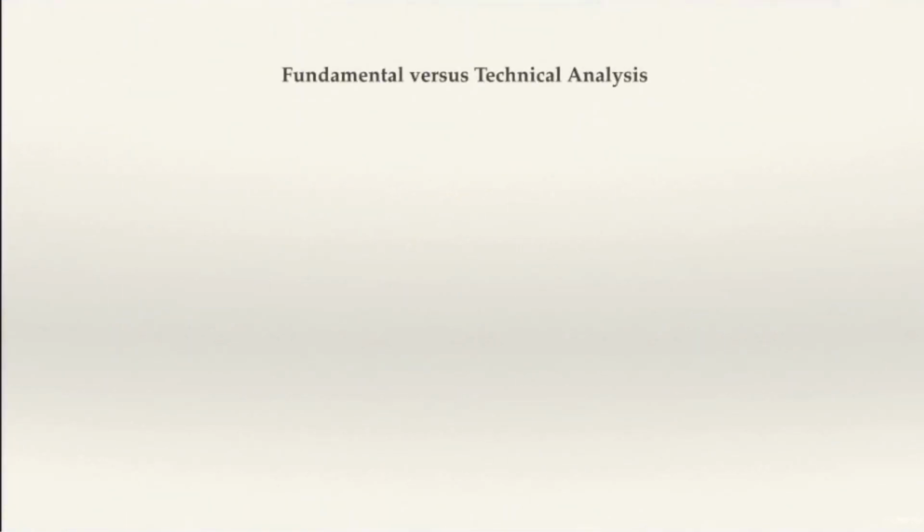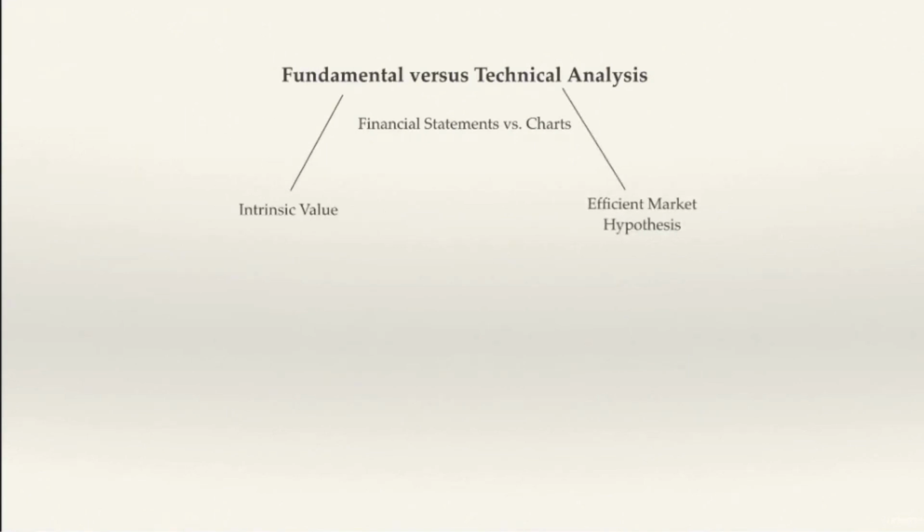Technical versus fundamental analysis. In a way, you could say that it's like comparing financial statements versus charts. A fundamental analyst tries to determine the intrinsic value of a company by looking at its statements and determining whether it is over or undervalued. Technicians believe analyzing a company's financial statements is redundant, as it is all accounted for in the stock price. Therefore, they place the efficient market hypothesis at the top of their beliefs.